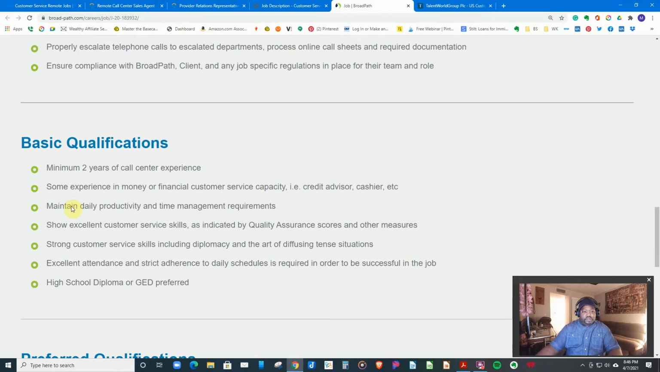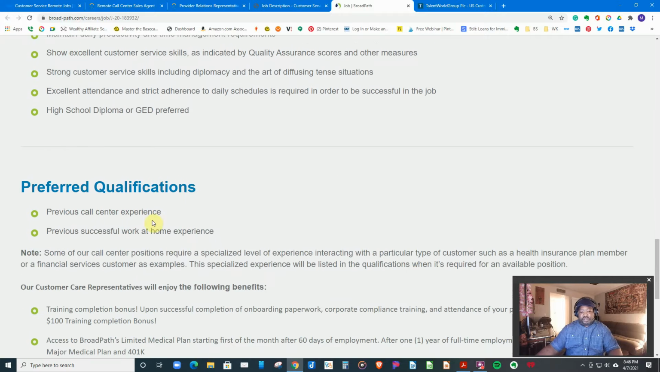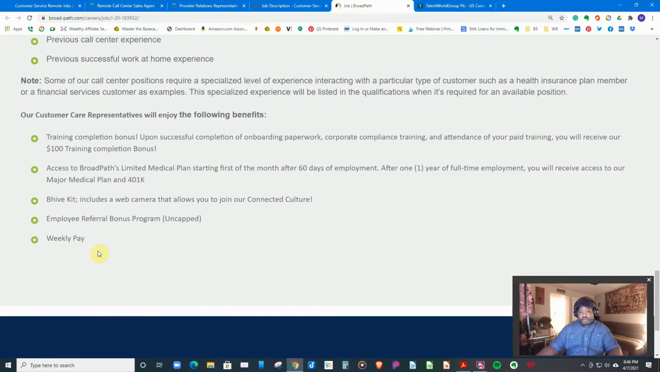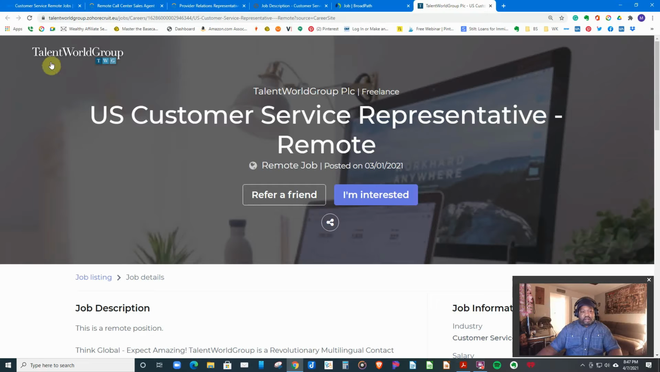You must have 2 years of call center experience, some experience in money or financial customer service capacity. A high school diploma or GED is preferred. And it says show excellent customer service skills as indicated by quality assurance scores and other measures. So they want to make sure that you're very good at customer service and taking phone calls. And they want you to have previous call center experience. They're not saying how many years. And previous successful work at home experience. So if you have work from home or call center experience, that is a plus. As far as the pay and benefits, I'll let you get into that later. But the good thing is they do offer weekly pay. So it's not every 2 weeks, not every month, but every week you'll get paid. So that's a plus.